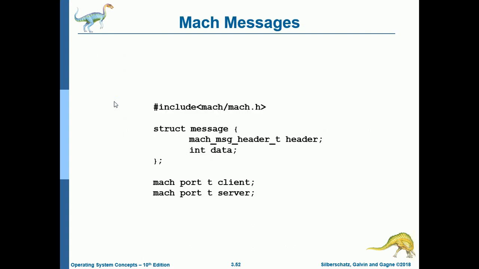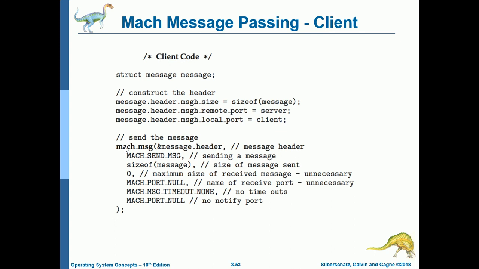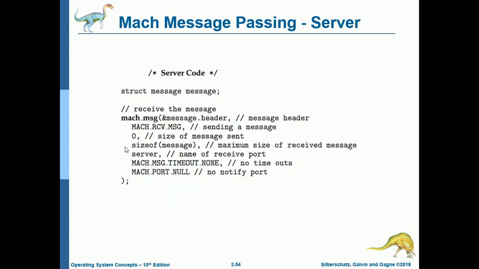So this is the code for Mach messages. It is a data struct. And then we have the ports for the client and server. Then this is for the Mach message passing for the client. This is the code for the client. And then this is the code for the server of Mach message passing.